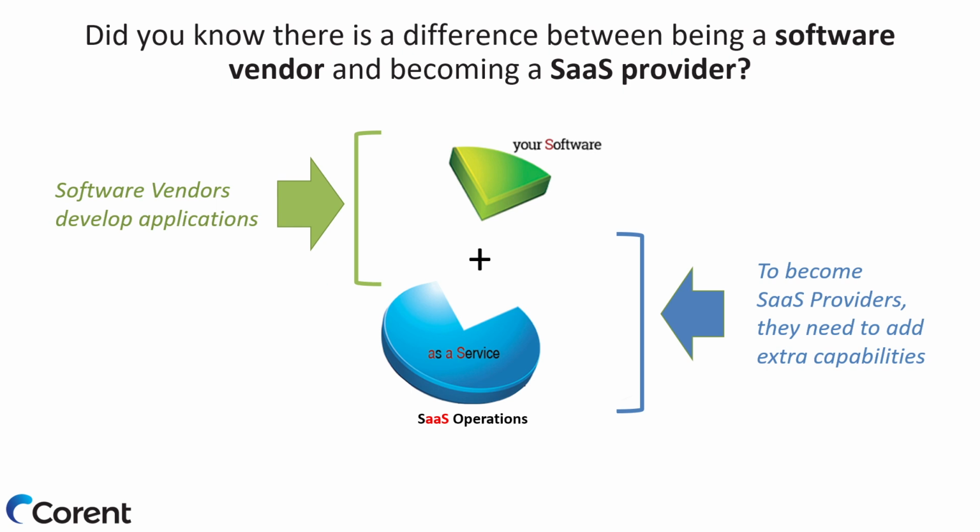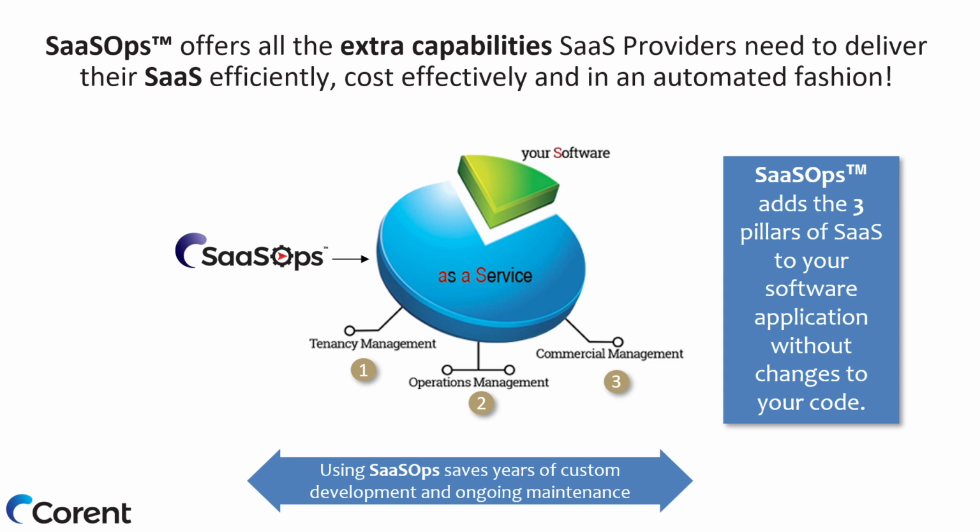Do you know there's a difference between being a software vendor and becoming a SaaS provider? Software vendors develop applications, but to become SaaS providers, they need to add extra capabilities. Those capabilities are the SaaS operations that allow them to deliver their software as a service. SaaSOps offers all of the extra capabilities SaaS providers need to deliver their SaaS efficiently, cost-effectively, and in an automated fashion. SaaSOps adds the three pillars of SaaS to your software application without changes to your code: tenancy management, operations management, and commercial management.